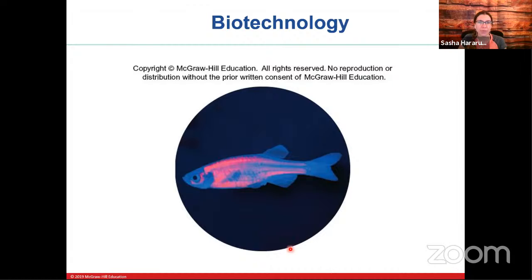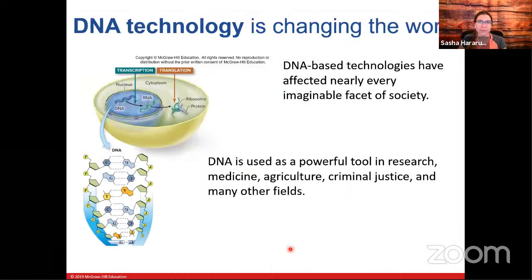Okay. So biotechnology. DNA technology has become very widespread and it's literally changing the world. DNA-based technologies have affected nearly every imaginable area in our society, and it's a powerful tool in research, in medicine, in agriculture. We eat a lot of stuff that is genetically engineered, in criminal justice, and in many other fields. So scientists can manipulate DNA in many ways.